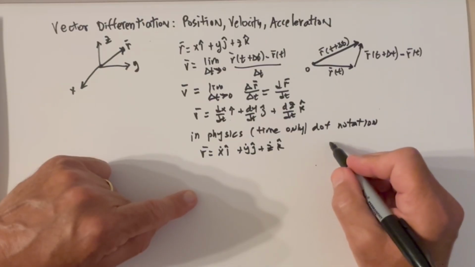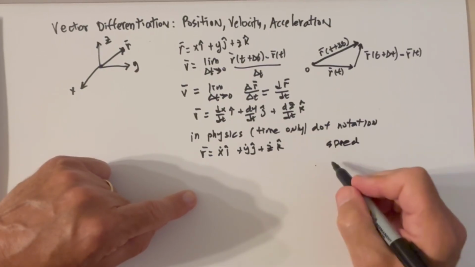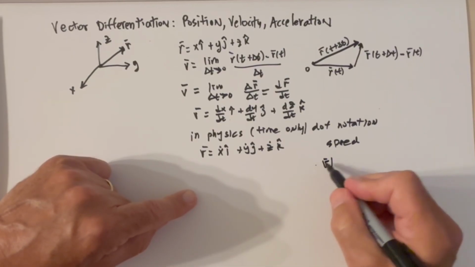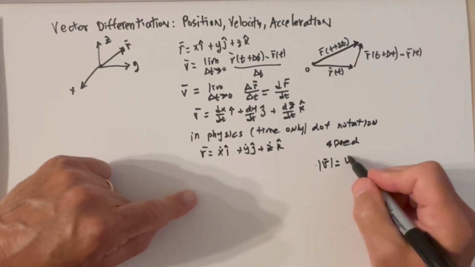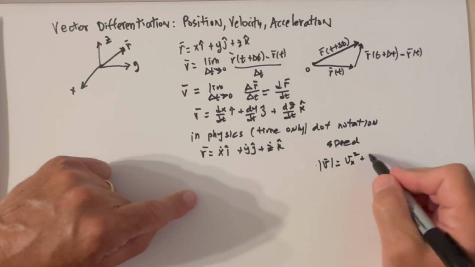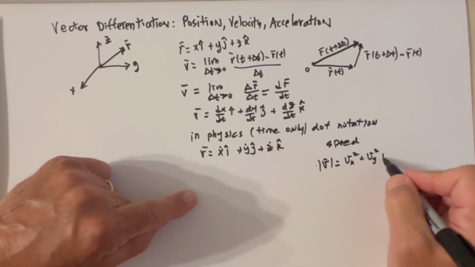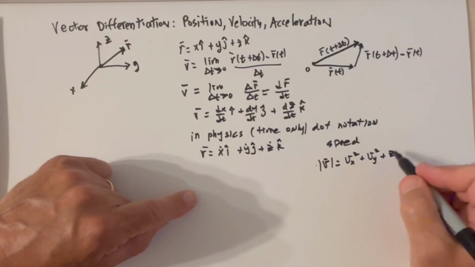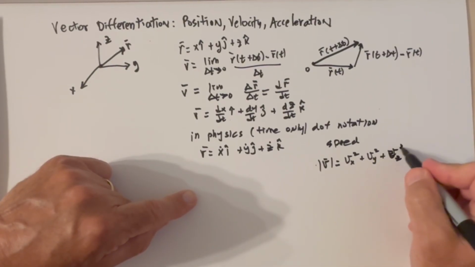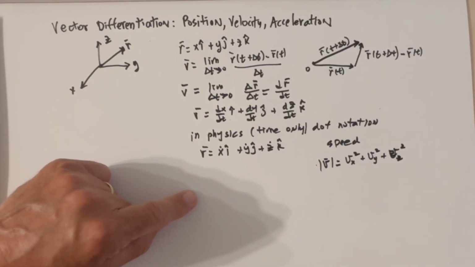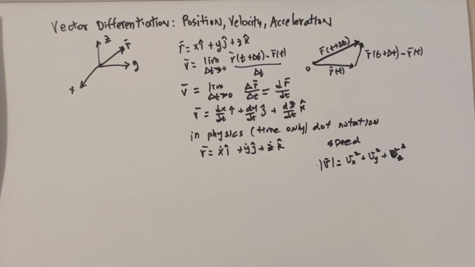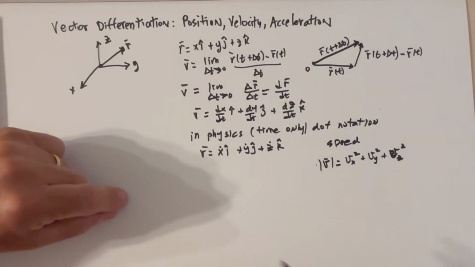Now, on our velocity vector, the speed is just going to be the magnitude. So the speed of the velocity vector is just going to be v, the x component squared, plus the y component of the velocity squared, plus the z component squared, all under a square root. That's going to be the speed of the vector. It's going to be a scalar function.